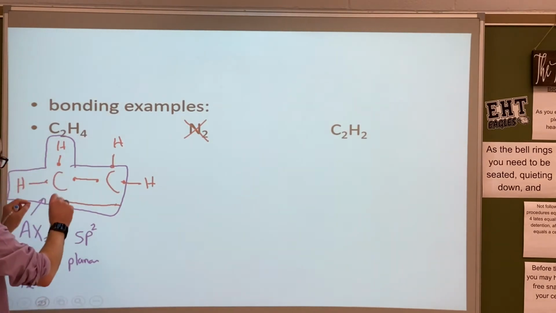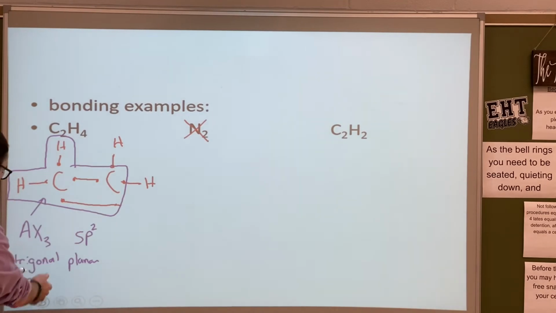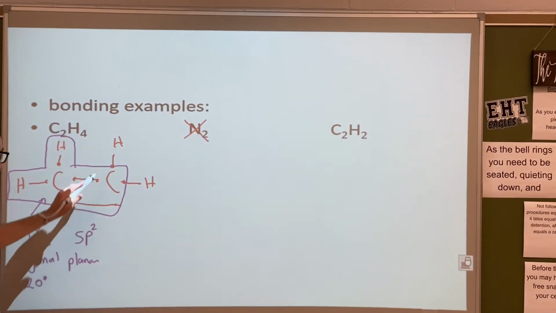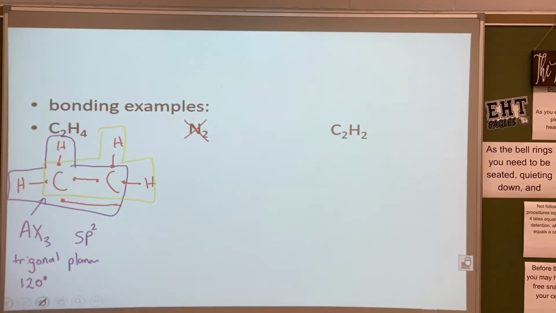Now, if we drew out all the electrons, you would actually see the sp2 hybridization. We're not going to do that because that's going to be a little bit above what we're doing this year. But if you see trigonal planar, think sp2. All right. What about the other carbon? What's that going to be? AX what?